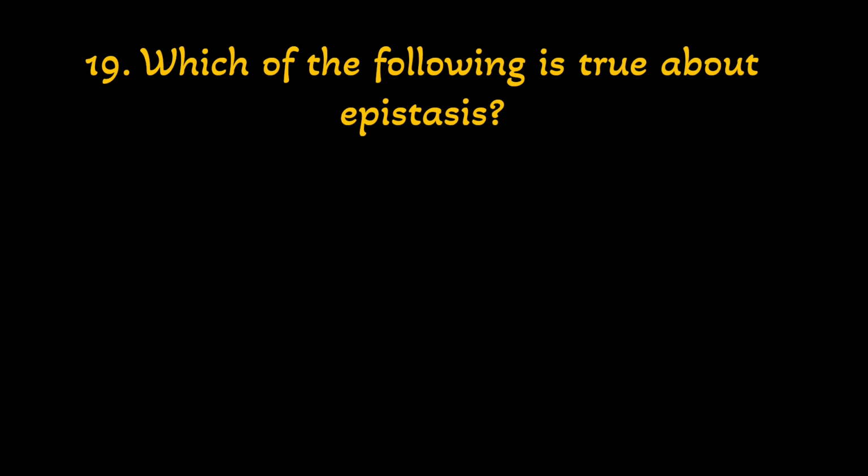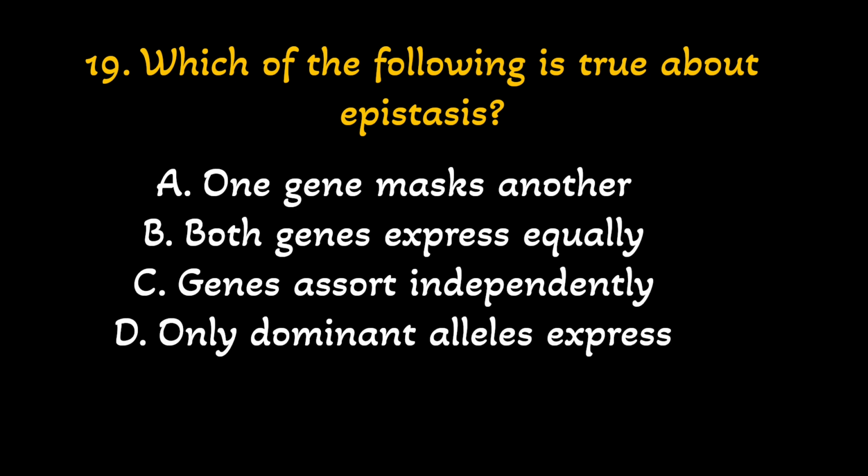Now let's see the second last question. The second last question is, which of the following is true about epistasis? Among the four options that will be displayed to us, we have to find out which is true about epistasis. Option A is one gene masks another. Option B is both genes express equally. Option C is genes sort independently, and option D is only the dominant allele will express. So the correct answer for this question is, student, option A, that is one gene will mask another.